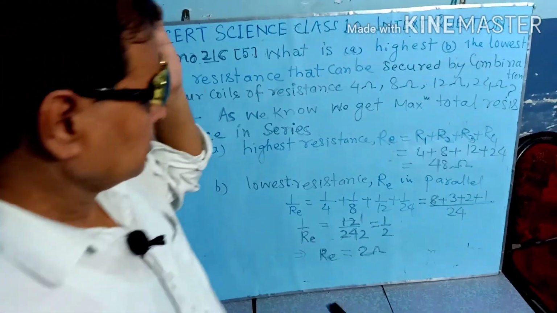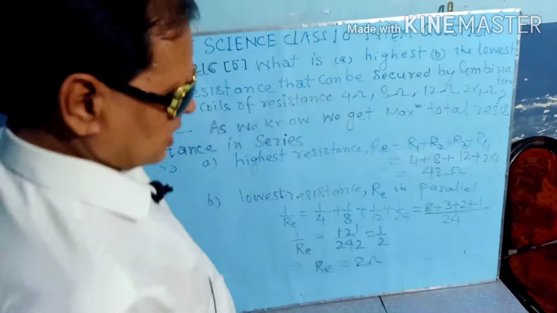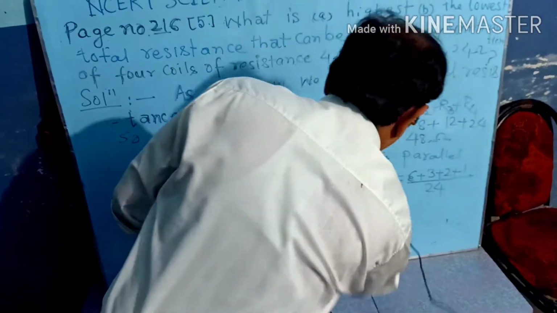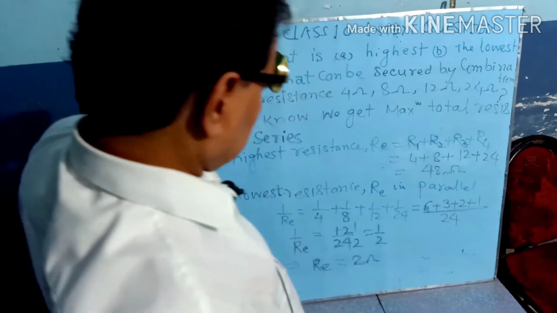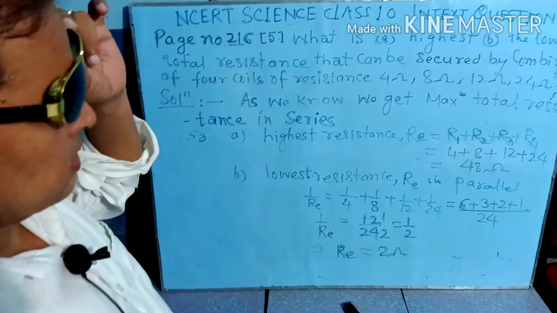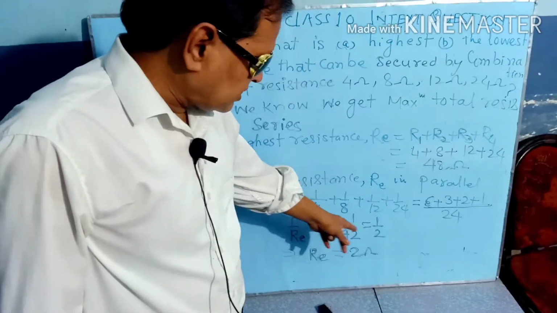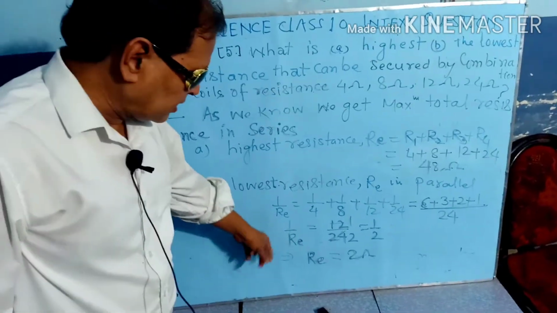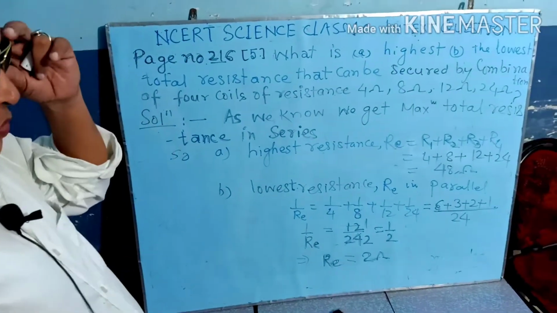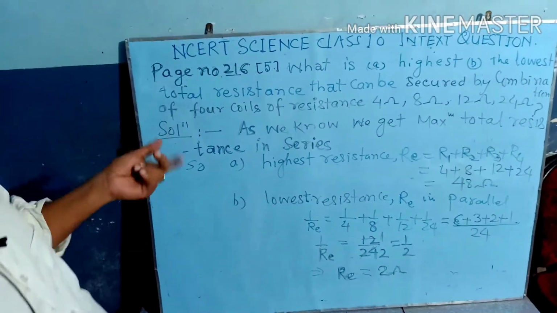Here I miscalculated, the values are 6, 3, 2 and 1. Then you will get 6 plus 3 is 9, 2 is 11, 1 is 12. 12 by 24, and after cancellation you will get 1 by 2. 1 by Re is equal to 1 by 2, and on reversing you will get Re is equal to 2 ohm. This is the lowest value of total resistance in parallel, and highest is already done.